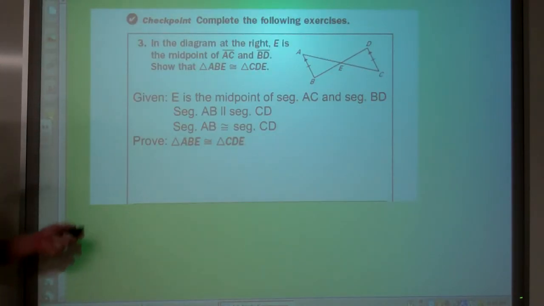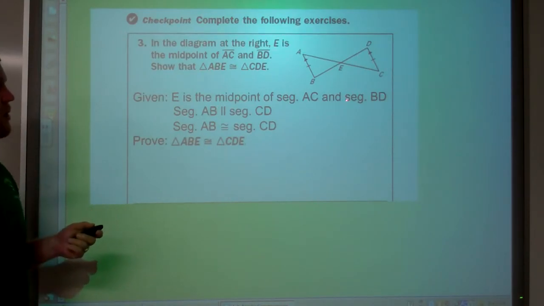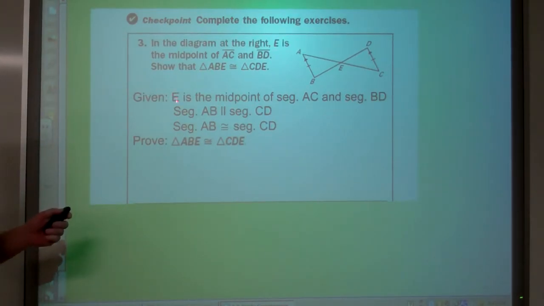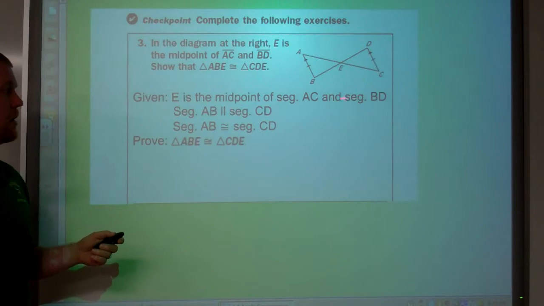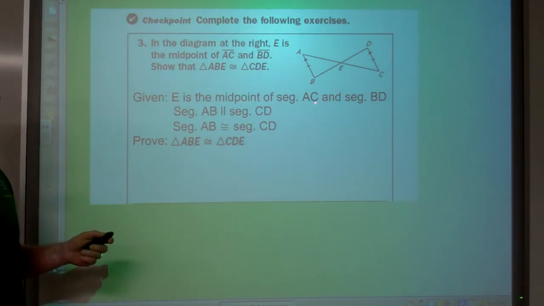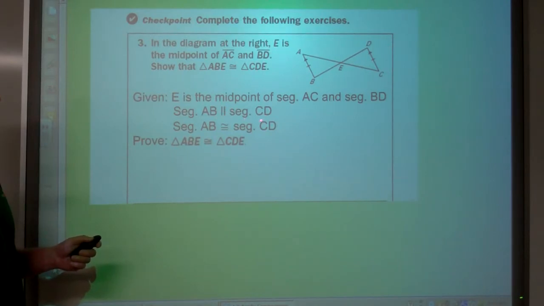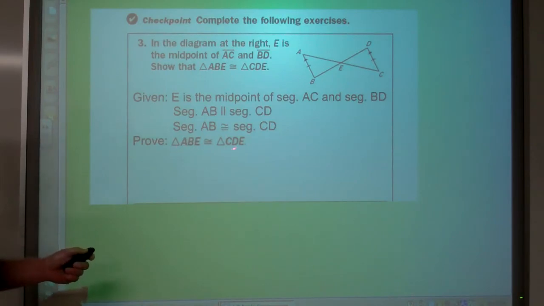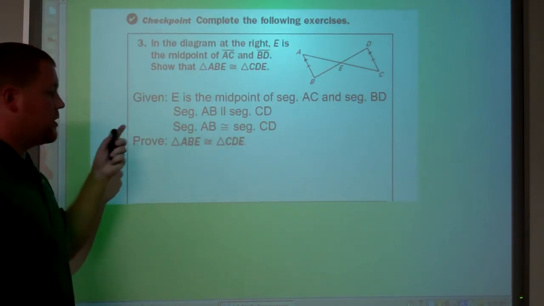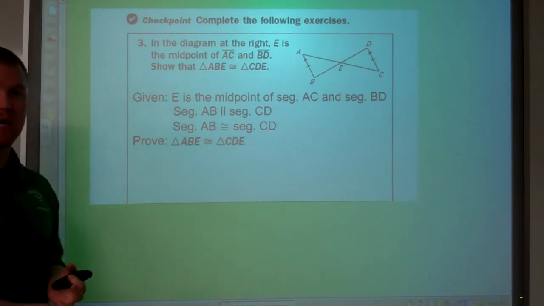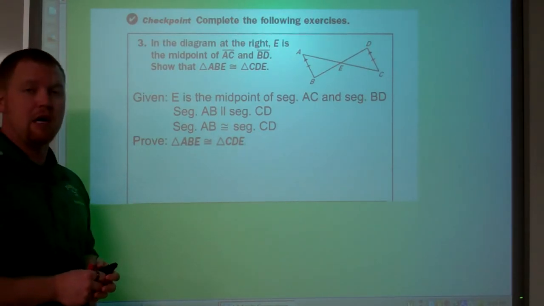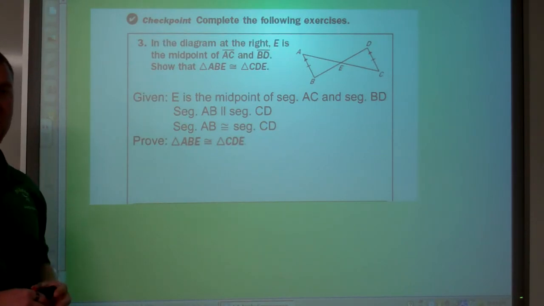Alright, here's a proof I want you to do for tomorrow as well for practice. Alright, here's your givens. E is the midpoint of segment AC and segment BD. Segment AB is parallel to segment CD. Segment AB is congruent to segment CD. Can we prove that the two triangles are congruent? And remember, at this point, we need to show all angles and all sides are congruent. So you need 6 things to be congruent before you can say the triangles are congruent.